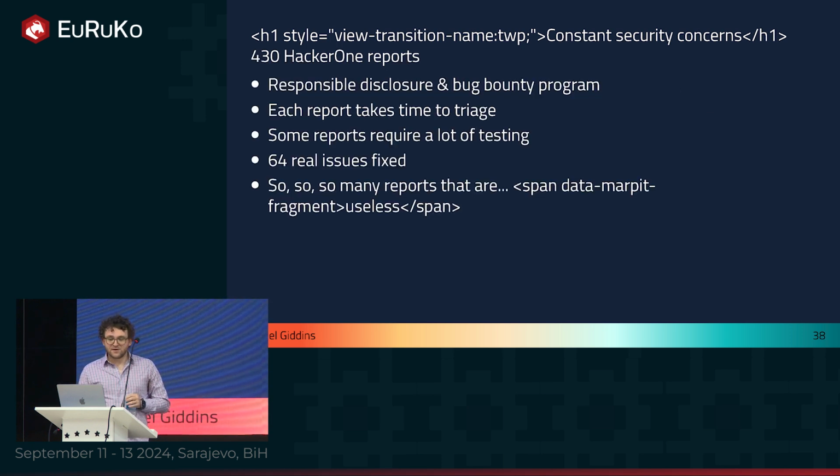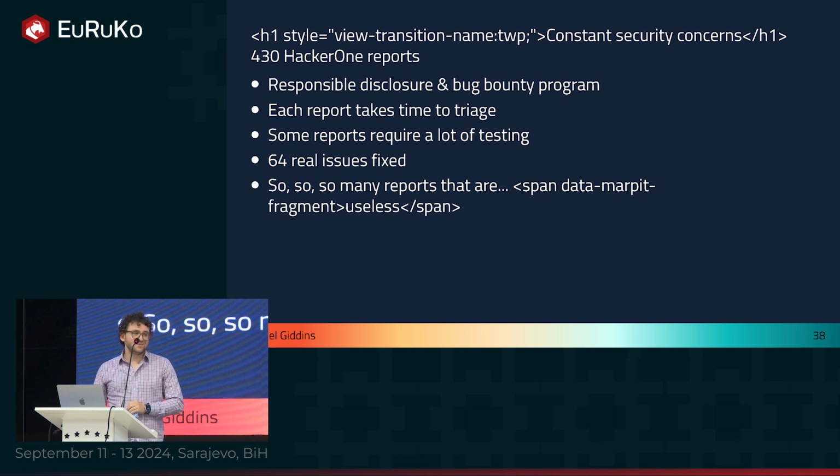Over the past couple of years, we've received 430 HackerOne reports, which is our responsible disclosure and bug bounty program. Each one of those reports takes time to triage. Some of them require a lot of testing. We fixed 64 real issues, leaving so many reports that are just useless.